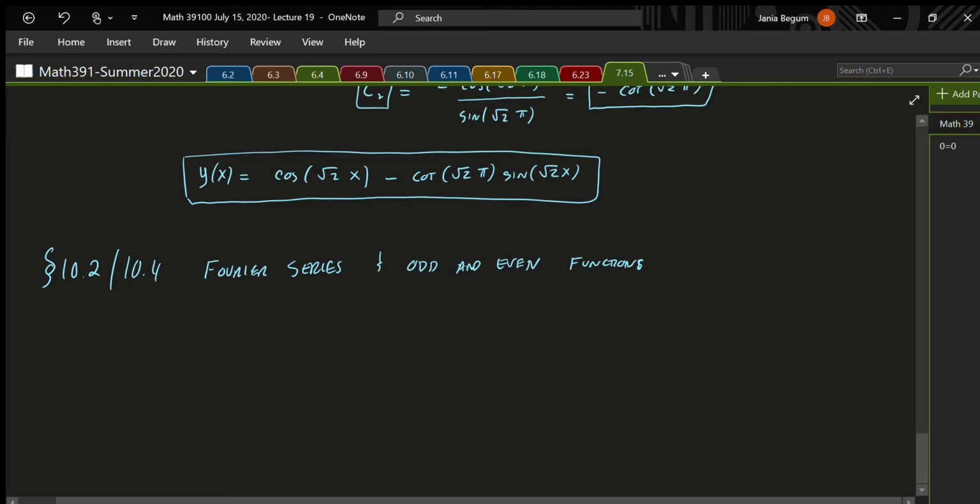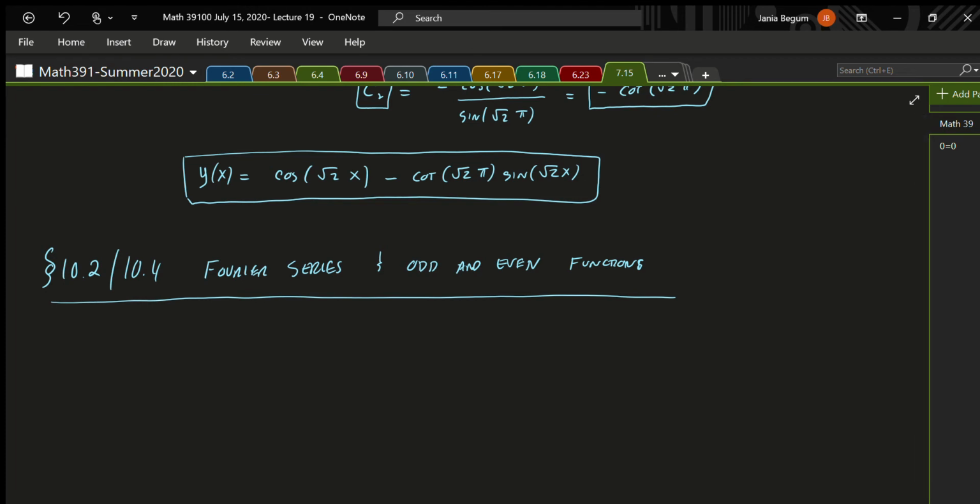In 10.2 we will talk about what Fourier series are and how we compute Fourier series for any given function, and in 10.4 we'll talk about specifically how we simplify these formulas for Fourier series if the function happens to be odd or even. You'll see how nicely it works when the functions are even or odd. If it's neither, then oops, we don't have any shortcuts. But for odd or even, we have some shortcuts. So that's why I'm putting them together.